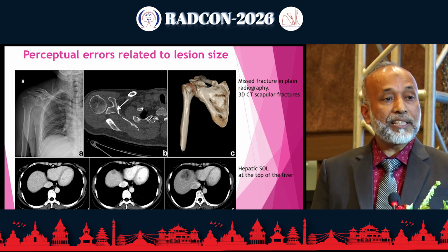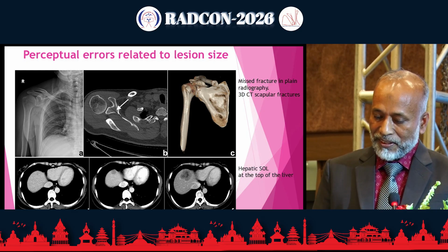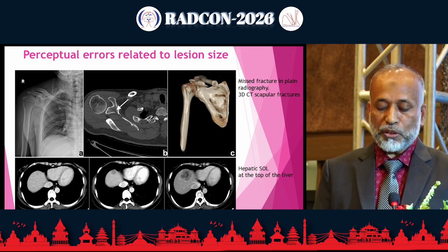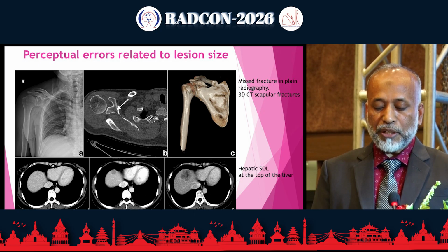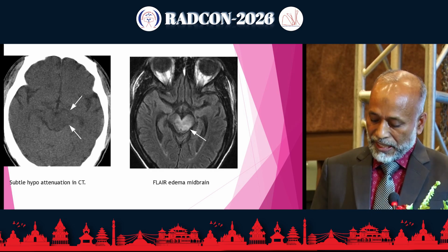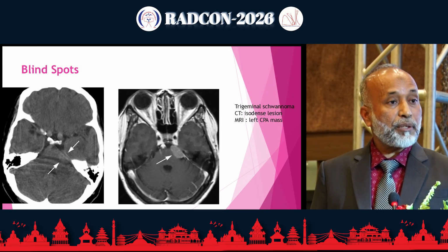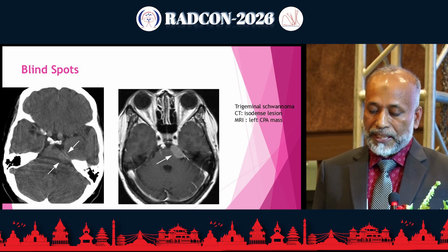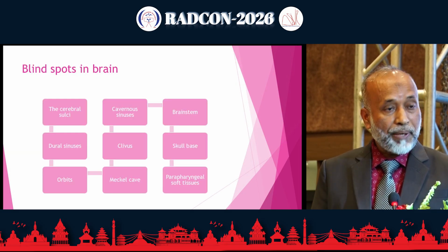Sometimes a lesion is very subtle in the CT image but very obvious in the MR image. These are the hidden blind spots in the CP angle. It is very subtle, but in MRI it's very clear. Again, in the brainstem, it may look like artifact, but in the diffusion image it is an obvious acute infarct. These are examples of blind spots. In the brain, there are blind spots like the sulci, the brainstem, the posterior fossa, clivus, skull base, the orbits, and Meckel's cave.